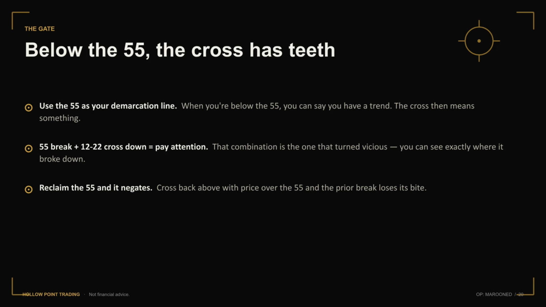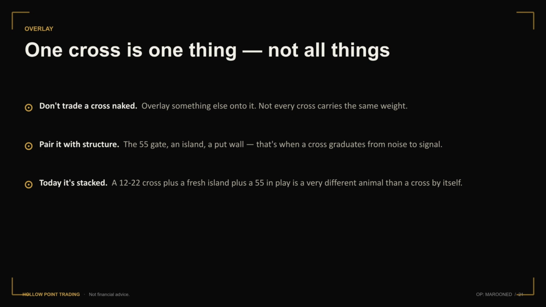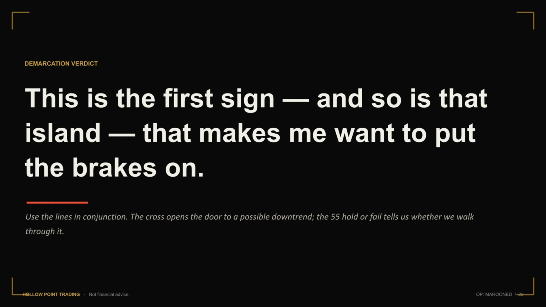It helps us filter out the noise. Never trade a cross naked. Always overlay additional structure like put walls or the 55-day average. This stack of signals is what turns simple noise into actionable information. This recent cross, combined with the island gap we discussed earlier, is a clear signal to be cautious. We use these indicators in conjunction to gauge whether a downtrend is truly gaining momentum.